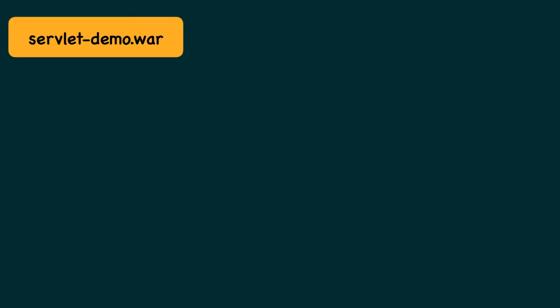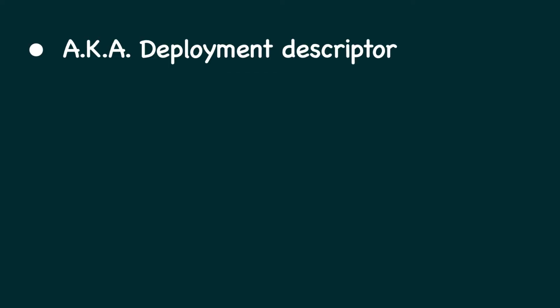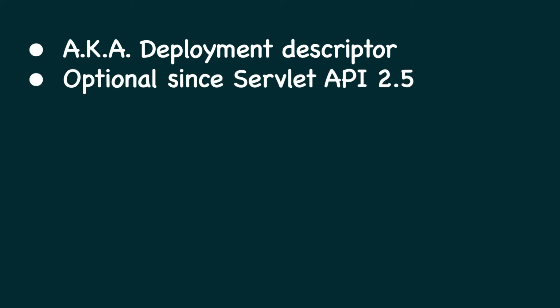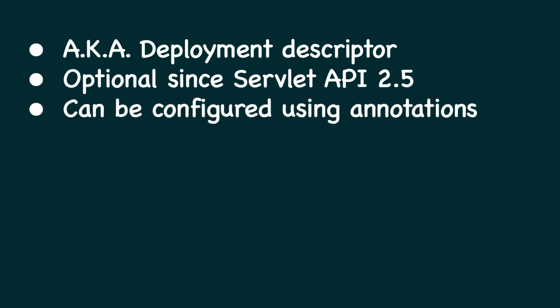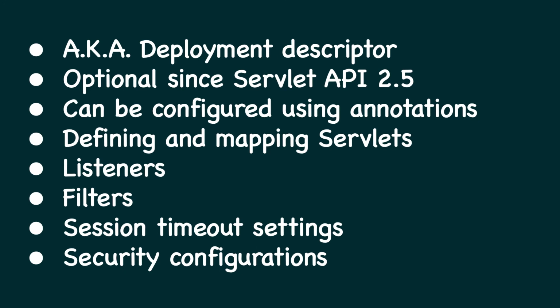In its exploded format, a WAR file consists of a folder called WEB-INF, which is very important. The WEB-INF folder consists of a file called web.xml, which is also known as the deployment descriptor. From Servlet version 2.5 onwards, using a web.xml has become optional. And starting from Servlet version 3.0, many of the features of the web.xml can be declared via annotations. The most common use of the web.xml is to define servlets and their mappings. Apart from that, you can also have information about listeners, filters, session timeout, and a few security constraints.